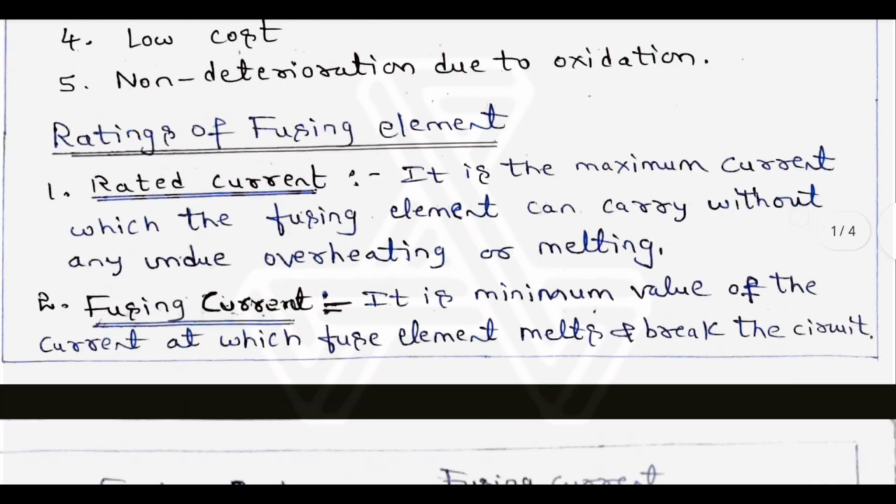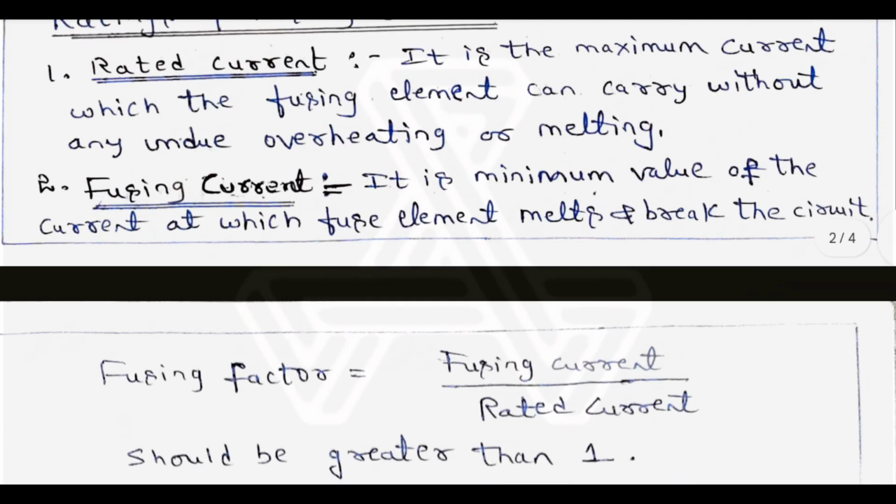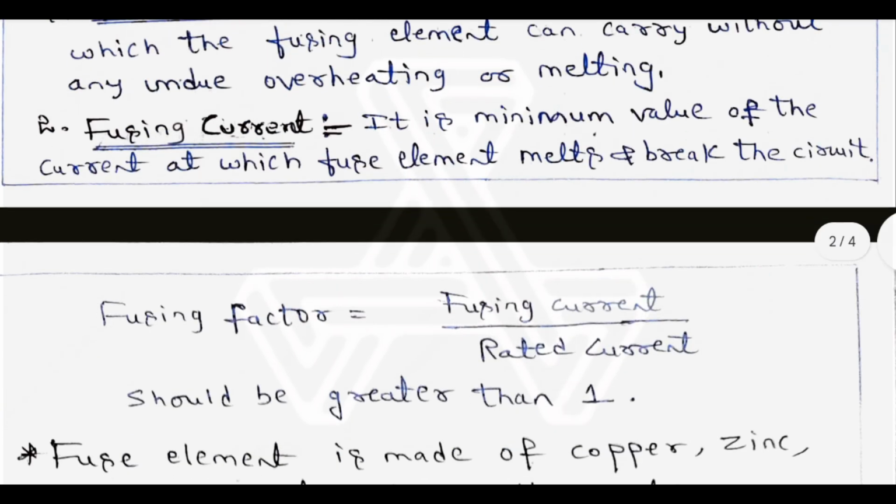Rating of fusing elements. Rated current: it is the maximum current which the fusing element can carry without any undue overheating or melting. Fusing current: it is the minimum value of the current at which the fuse element melts and breaks the circuit. Fusing factor is equal to fusing current by rated current.